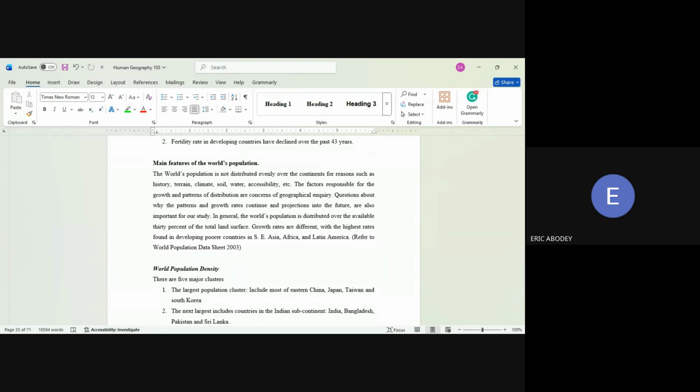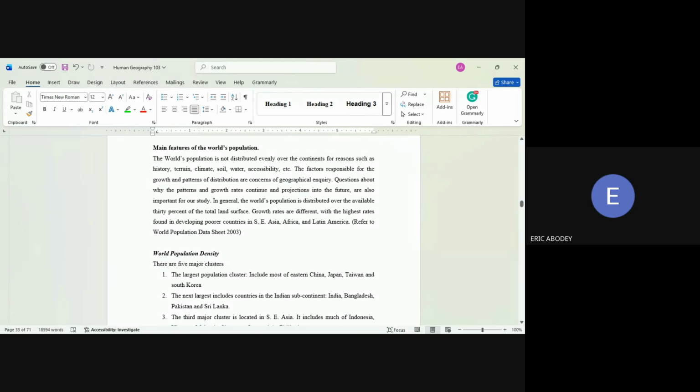70% of the Earth's surface is occupied by water, which means we only have 30% for land, for the built environment, agriculture, industries. We have limited size as compared to the sea, unless through ingenuity and other forms of creativity we utilize water bodies to also build, as some people have tried to do. So growth rates are different, with the highest rate found in developing, poorer countries in Southeast Asia, Africa, Latin America. Can you imagine? We are poor, but these are areas where you see a chunk of the population.